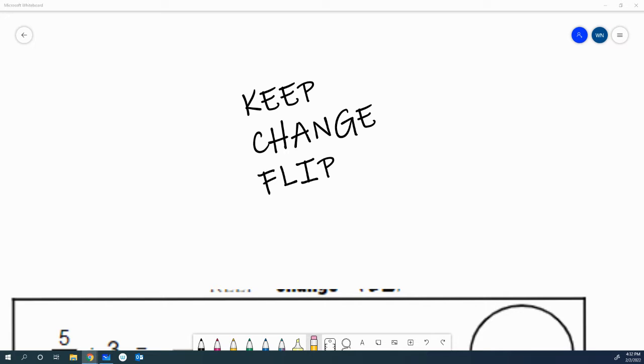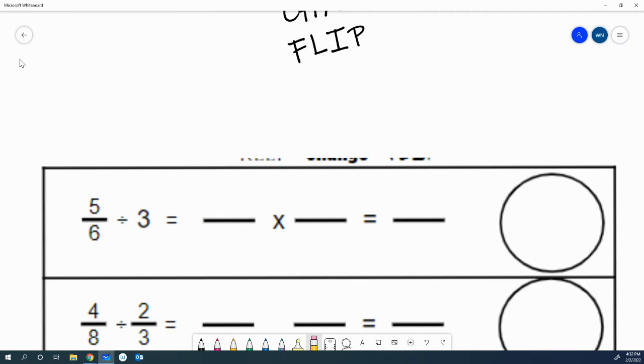You've got to keep the first fraction. You have to change the sign and flip the second fraction. Let's go ahead and dive into the very first problem. We've got 5/6 divided by 3. So first things first to remember is that when you have a whole number, that whole number always has to go over 1. So we have our divided by 3. I'm going to go ahead and put that over 1 to remind myself. 5/6 divided by 3 over 1.